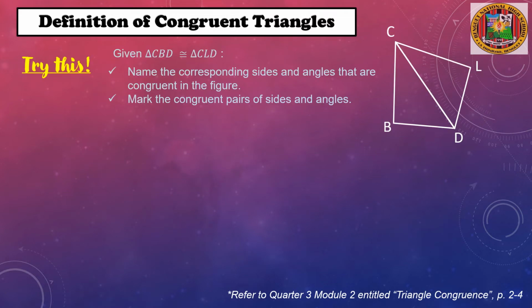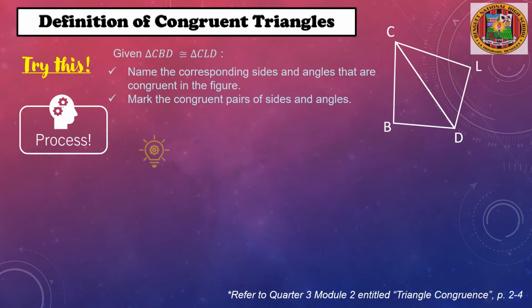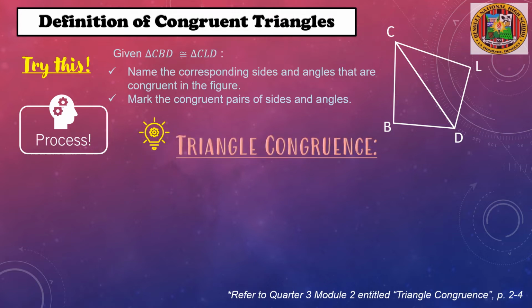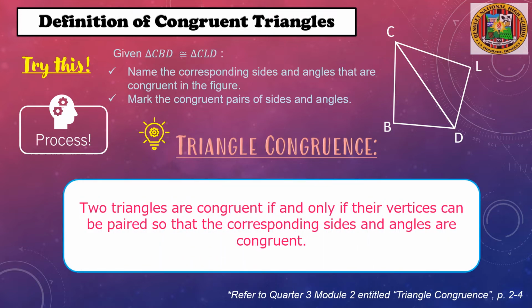Let us process what we know. Triangle congruence is defined when the vertices of two triangles can be paired such that their corresponding sides and angles are congruent. Note that vertices in the triangle are the points where any two sides of the triangle meet.